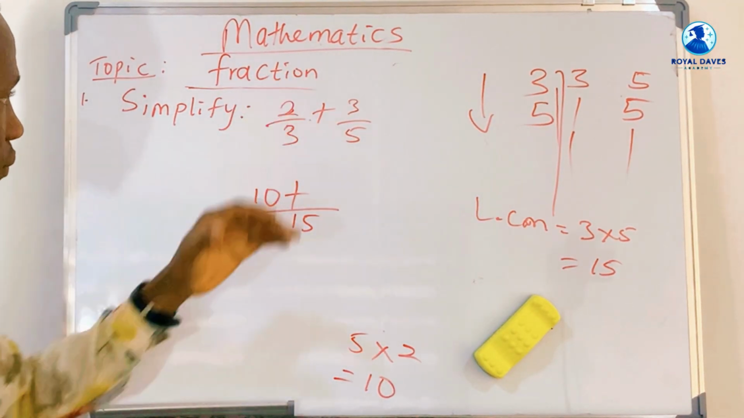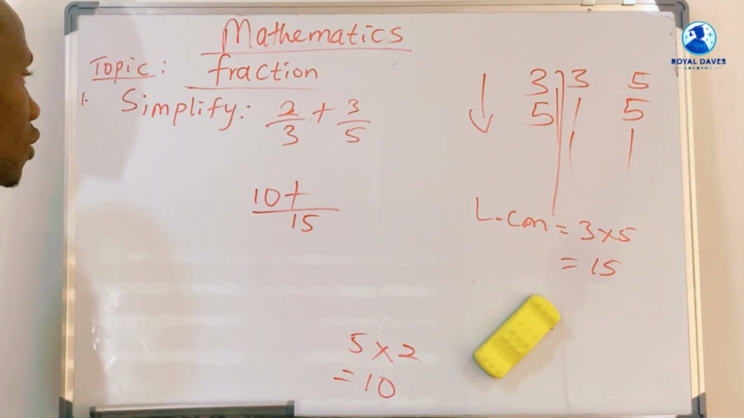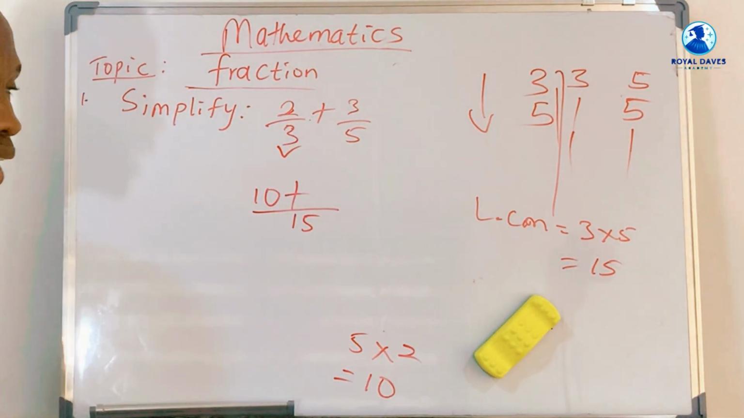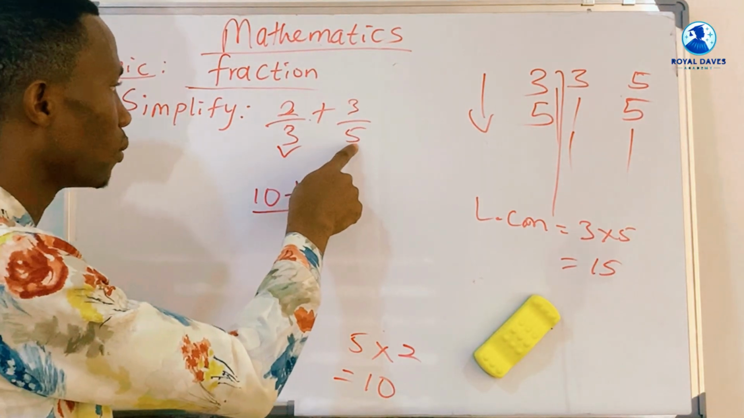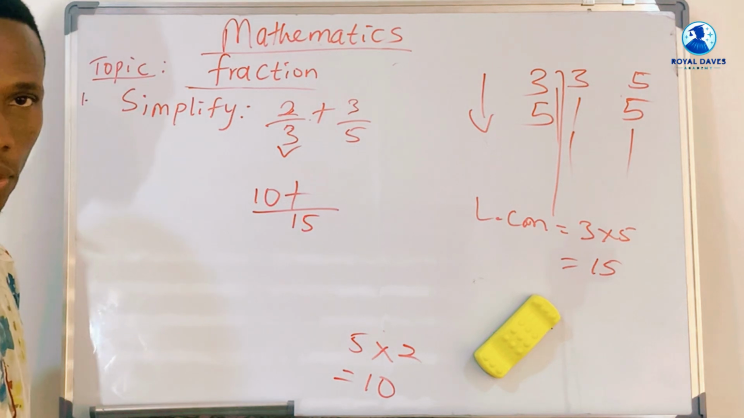We are done with this side. So we move to the right hand side. Then 5 divide the LCM. 5 people have to share 15 oranges. They'll be getting 3.